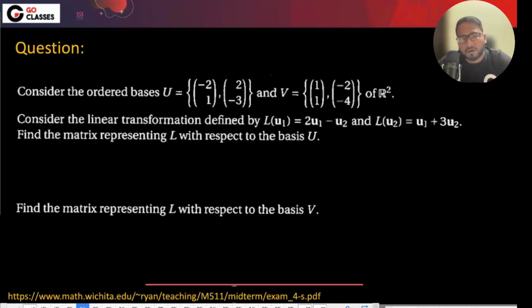Now, let's try to understand what they're asking in this particular question. I have taken this question from this university. Consider the linear transformation defined by this. Then they are asking to find the matrix representing L with respect to basis U. So basically, they are saying that you do the transformation of the basis vectors, and ultimately you want the result with respect to U only. The transformation is defined like L, and ultimately you want it with respect to U only.